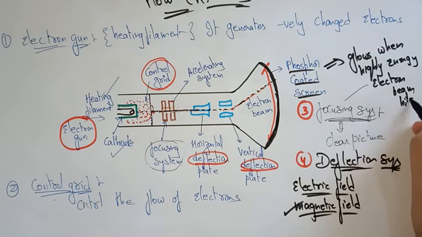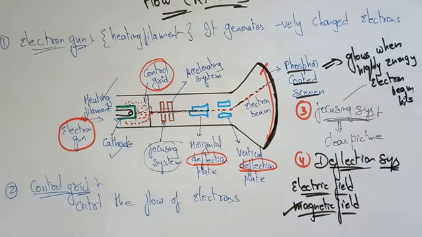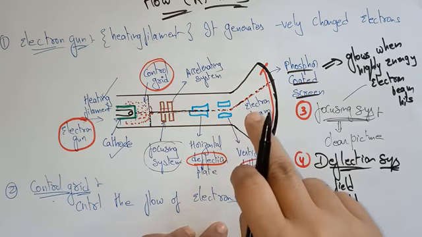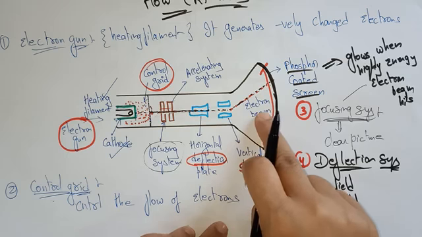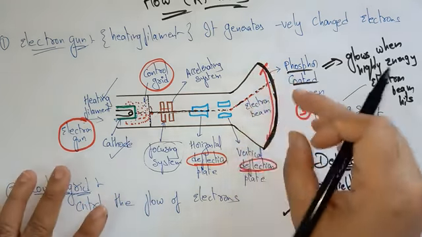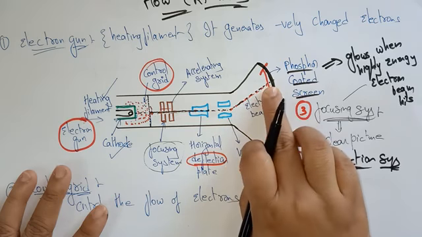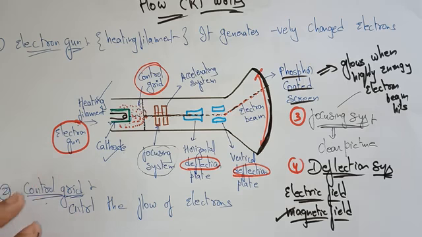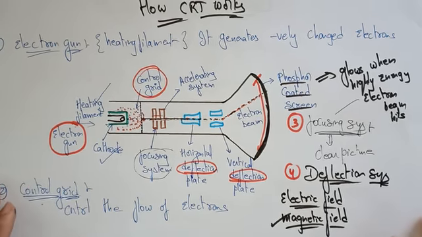The electron beam hits the screen, left, right, up and down. Then you are going to see the picture on the screen. Because of this highly energetic electron beam hitting up, down, left, right, whatever it may be, it is just moving like this. Whenever it hits the phosphorus coated screen, then you are able to see the image on the screen. So this is about the CRT, the cathode ray tube.